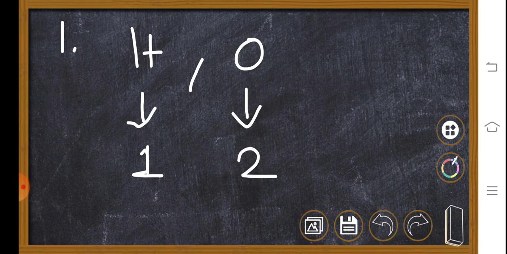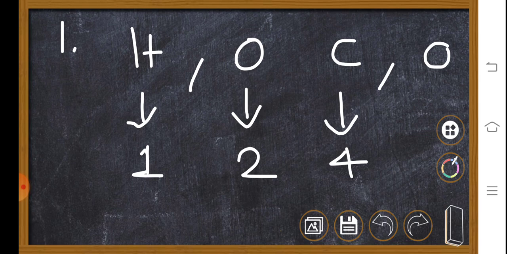So the first step is that we must write the symbols of all the constituents present. If it is carbon dioxide, we know carbon and oxygen are present. So we write the chemical symbols of carbon and oxygen, and we write the valency of carbon. What is the valency of carbon? It is 4. And oxygen has valency 2. Like that, we write it like this.